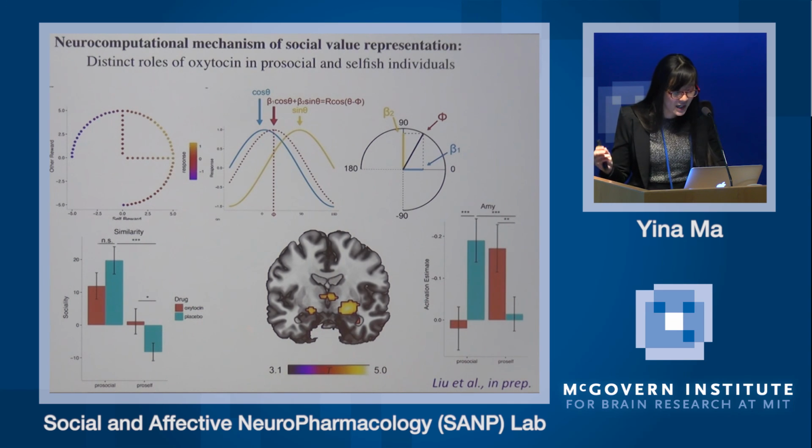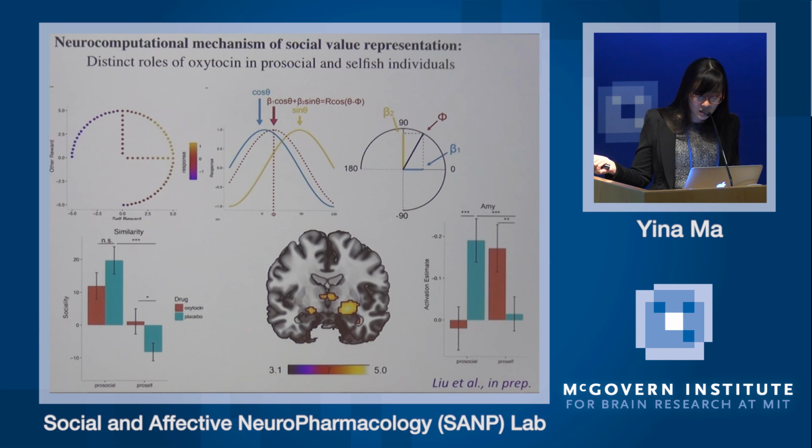But basically, we find that a social space that is framed by the self-interest and other interest is constructed based on subject-specific angle points, which is well aligned with individuals' social value orientation. And those are encoded in the amygdala and also VTA activity. So we can see here the blue bar is the baseline differences between the prosocial and the selfish individuals.